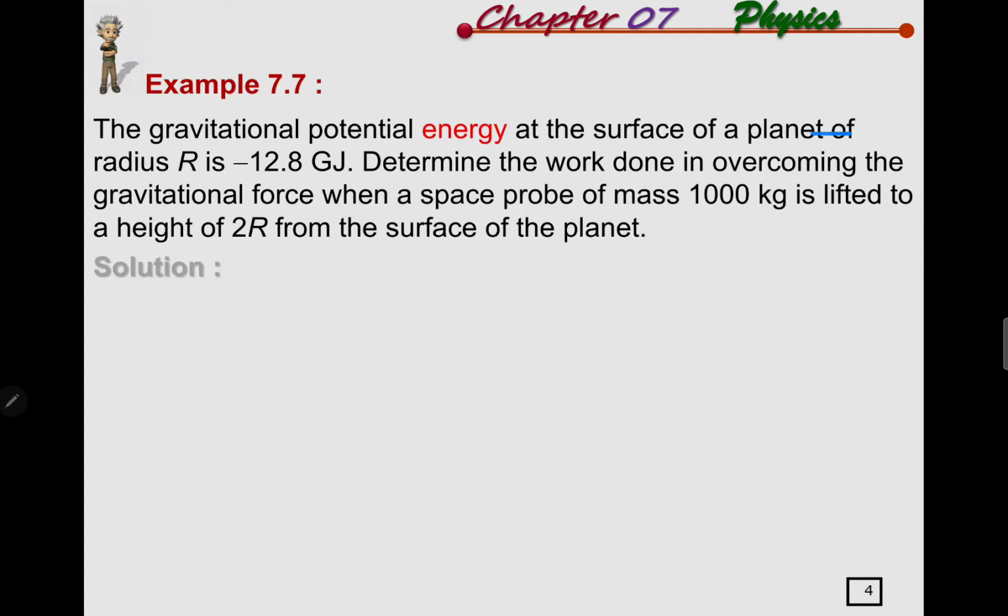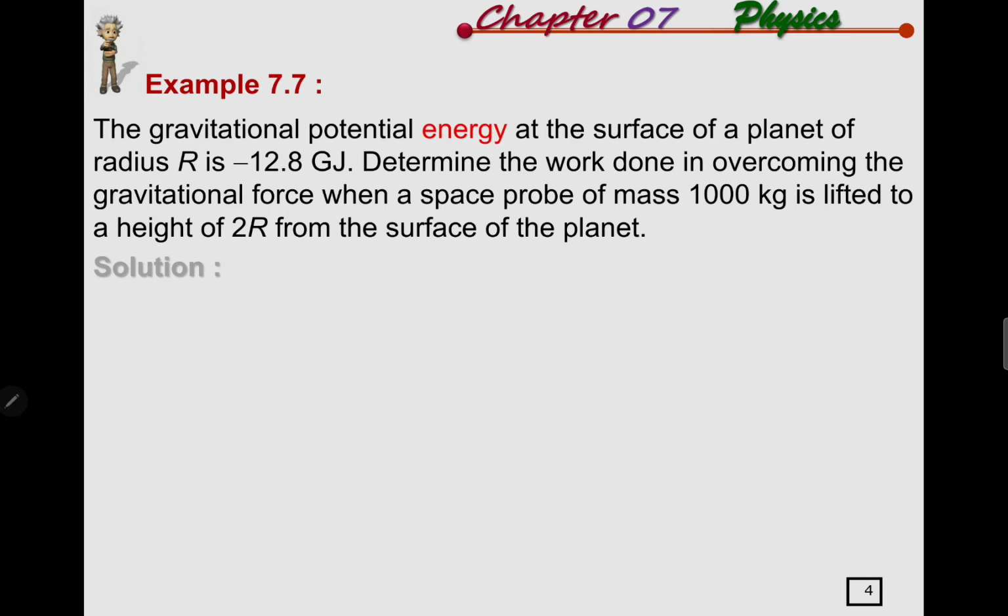Next we look into example 7.7. For example 7.7, the gravitational potential energy at the surface is given as 12.8 gigajoule, where the radius is given as r. They want us to determine the work done in overcoming the gravitational force when a space probe of mass 1000 kilogram is lifted to a height of 2r from the surface of the planet, twice the value of the radius.